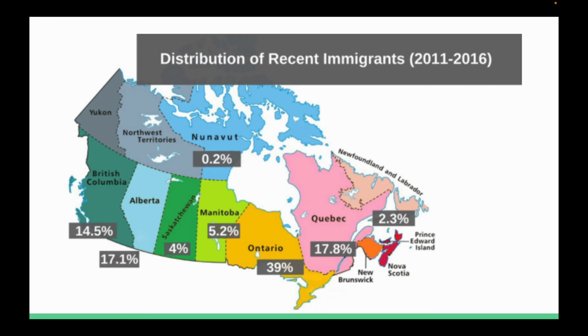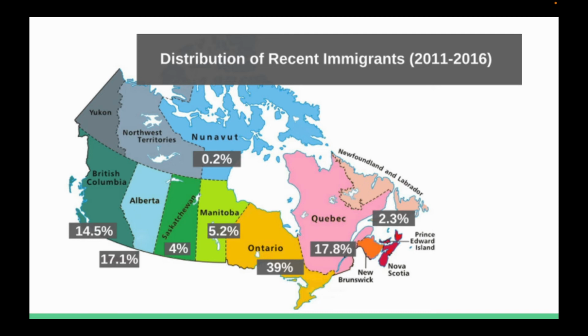These are the most up-to-date stats. The last census was in 2021, but that information has not come out yet, so we're still using stats from the previous census. And you can see here, we'll use Alberta as our example. We are getting roughly between 17 to 18% of immigrants that are coming to Canada finding and settling here in Alberta.